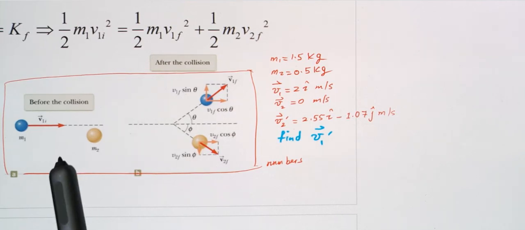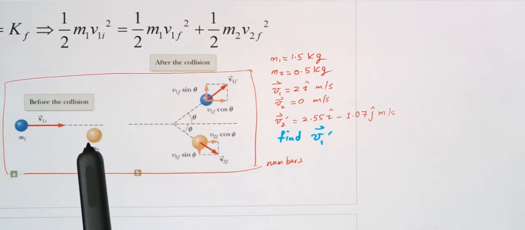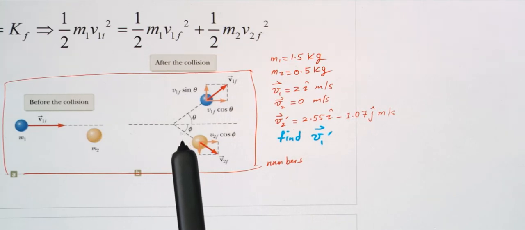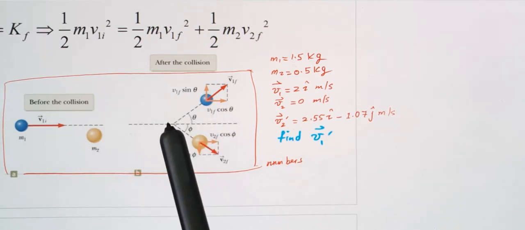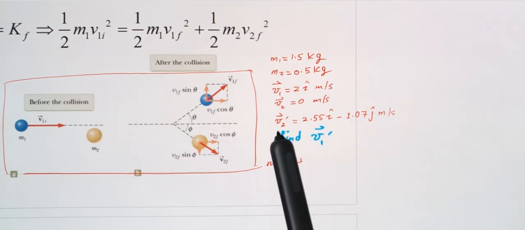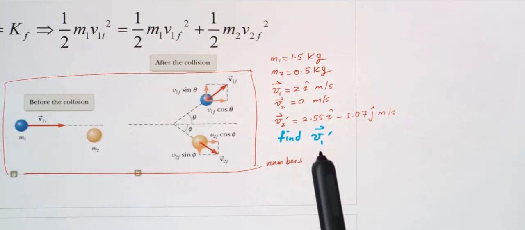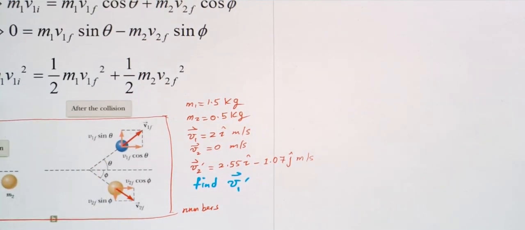I'm using this figure. So M1 was moving, M2 was not. So this is the velocity of M1. This is the velocity of M2. They collided. So M2 went down with an angle, and M1 went up with a different angle. So if I give you the velocity of M2 after the collision, I ask you to find the velocity of M1 after the collision. So how to approach it? Does knowing elastic or inelastic help?